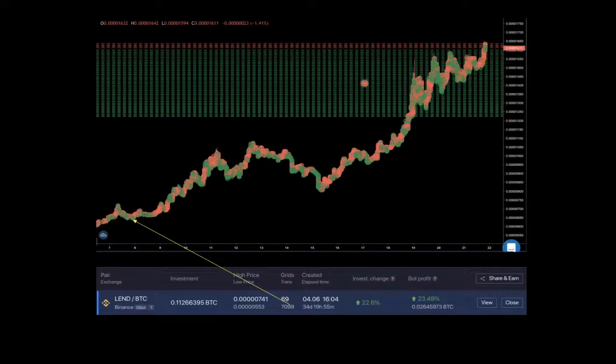This screenshot was made, I think, at the beginning of July. You see that the time elapsed since the launch is 34 days. So that's the bot that started trading from the beginning of June, and throughout this time it had managed to execute 7,099 trades. So within this 30-day period, 7,000 trades. Can you imagine manually executing that amount of trades?